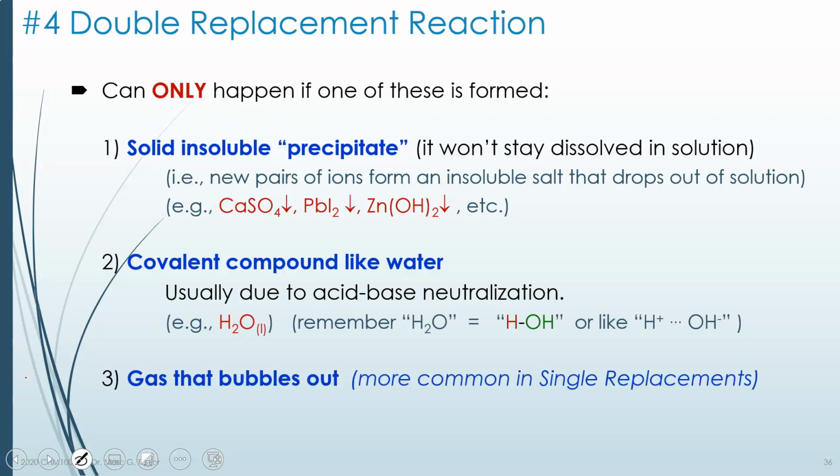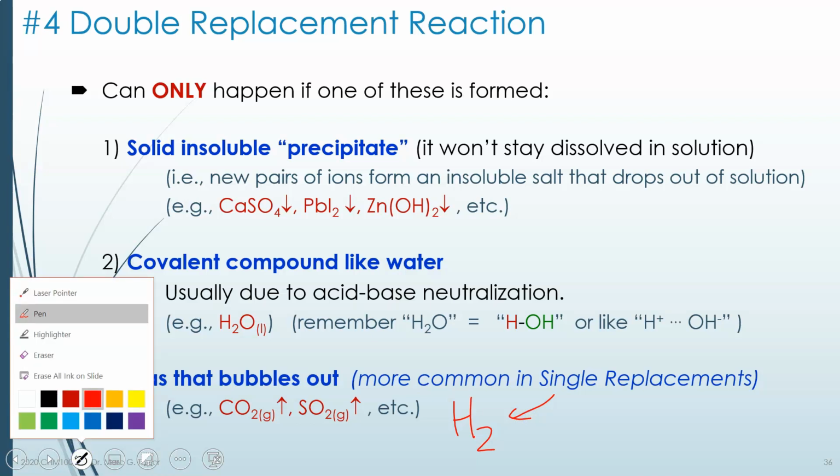And then the third way, which doesn't happen a lot in double replacements, it actually happens much more frequently in single replacements, is you'll see bubbles formed because some gas is being produced. That could be carbon dioxide gas, sulfur dioxide gas, or even H2 gas, hydrogen gas. You don't usually see hydrogen gas in any examples of double replacements because hydrogen gas is an element and you won't find an element product in a double replacement. So I didn't write it here, but H2 is also produced, especially in single replacement reactions where a metal is replacing a hydrogen in a molecule.